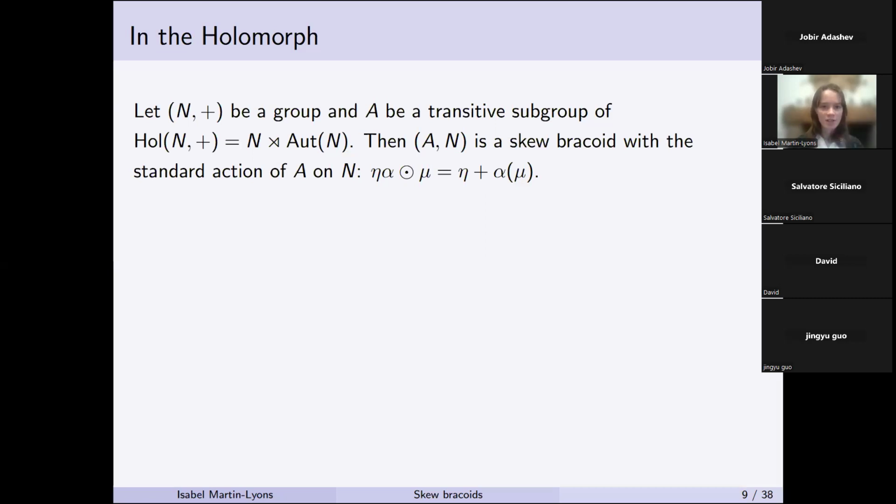So if we take a transitive subgroup of this holomorph, then there's a very natural action of subgroups of the holomorph on the group of which they were made, which goes like eta alpha acting on mu is eta plus alpha mu. So this eta was in N, the alpha was an automorphism, and mu is in N. And using this action, A and N forms a skew bracoid.